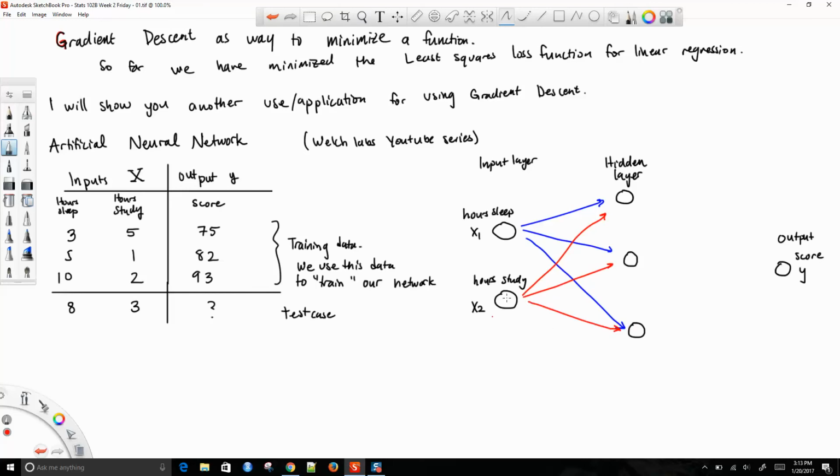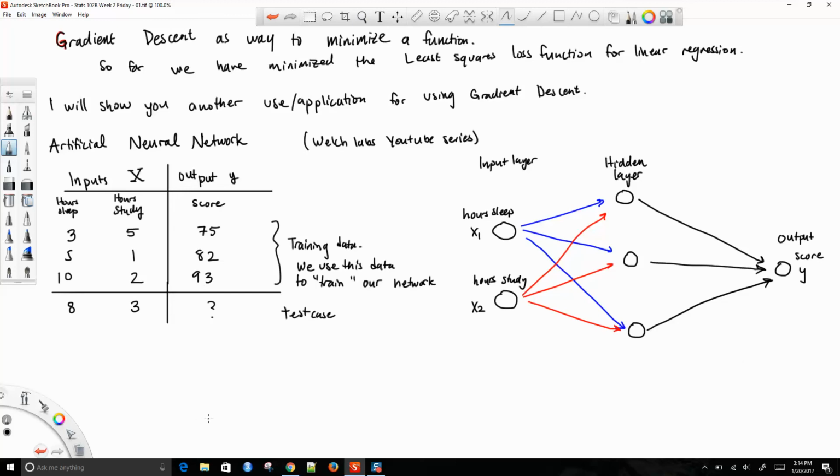Okay, so each neuron or node connects to each of the nodes in the hidden layer, and then we're going to take the outputs of each of these, feed them in here, and produce our output. Okay, so this is what it looks like.